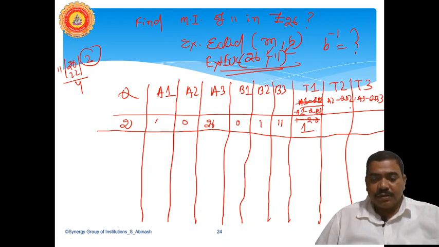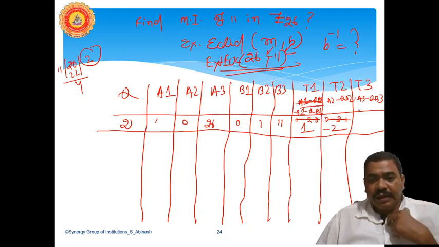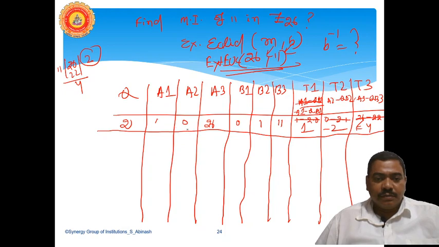So A2 minus Q B2. A2 is 0, minus Q which is 2 into B2 which is 1, so that is minus 2. A3 minus Q B3: A3 is 26 minus 22, so that is 4. Now B1, B2, B3 is equal to A1, A2, A3, so that is 0, 1, 11. Then A1, A2, A3 becomes T1, T2, T3, that is 1, minus 2, and 4.